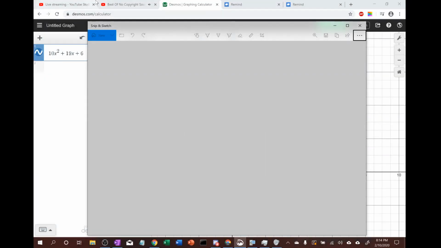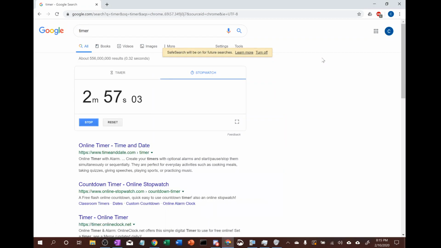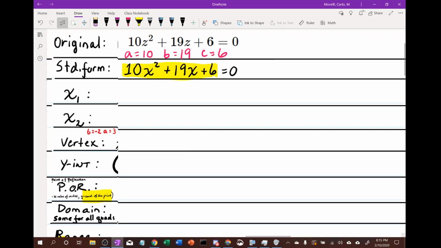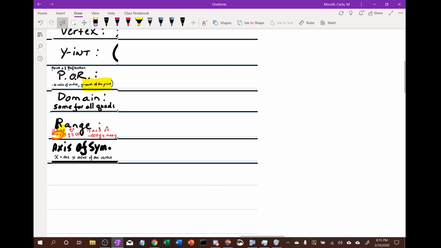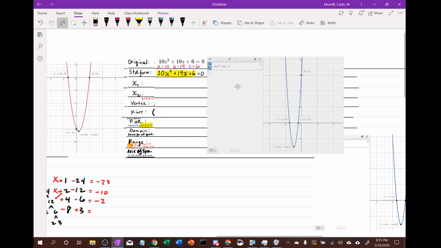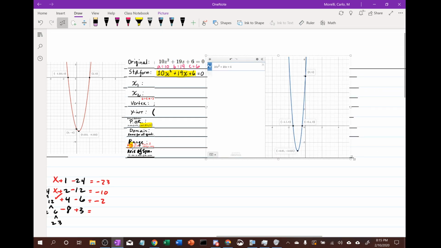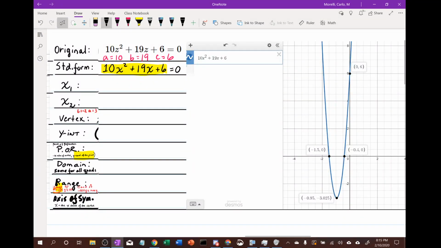Almost all the information we need is right there. And right now we're at 2 minutes and 56 seconds. So we can go back to OneNote and paste it in so you can see it. Okay, let's use this information to fill this out. X1, what's X1? Oh wait, I'll let it catch up.